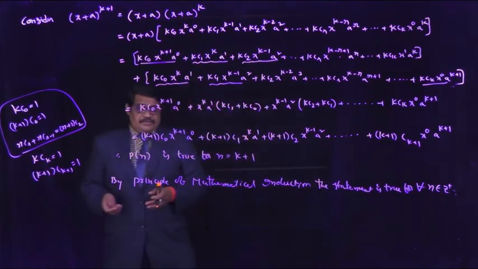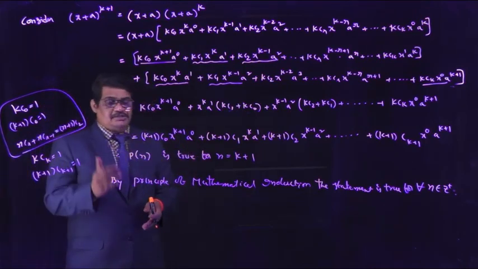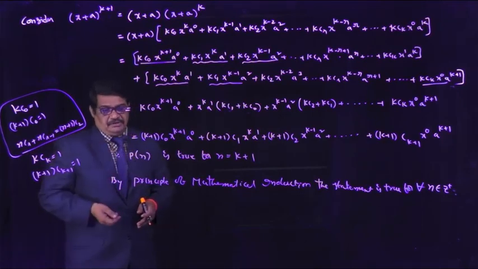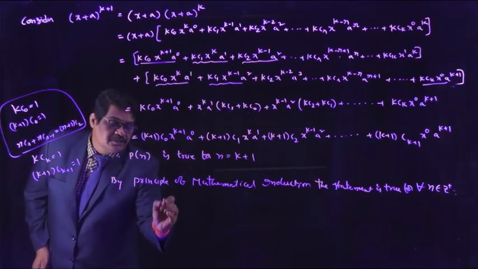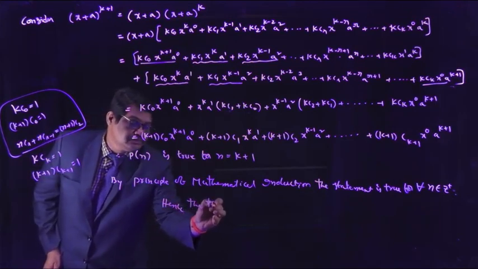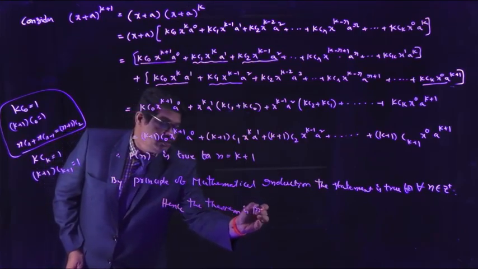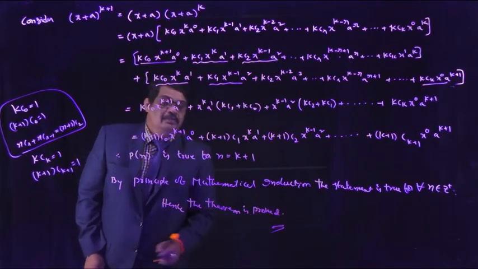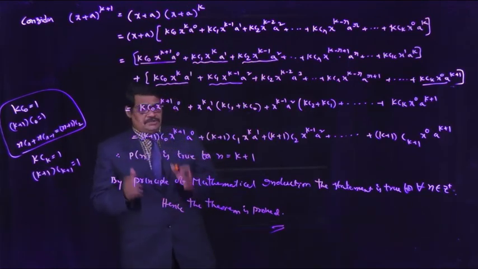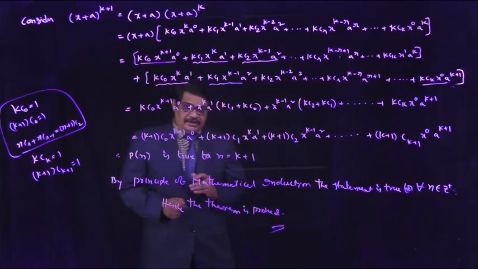So that is the theorem. We are proving this theorem by the principle of mathematical induction. The statement is true for every positive integer index n. Hence the theorem is proved. So this is the binomial theorem, which we have proved by the principle of mathematical induction.